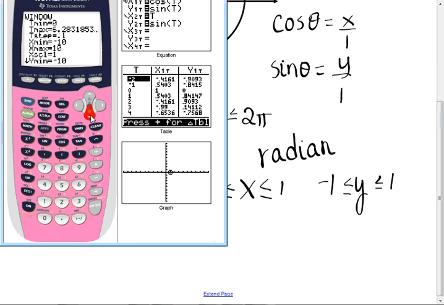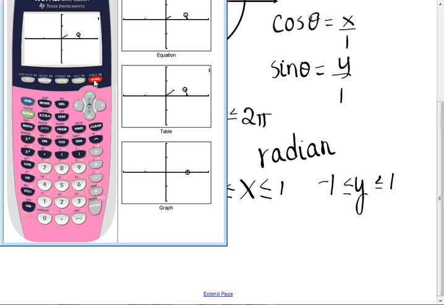Because one is the sine curve, the other is the circle. And then x min, how about negative 2 to 2? So you see enough. And same with the y's. Okay, press graph. You're going to get both.